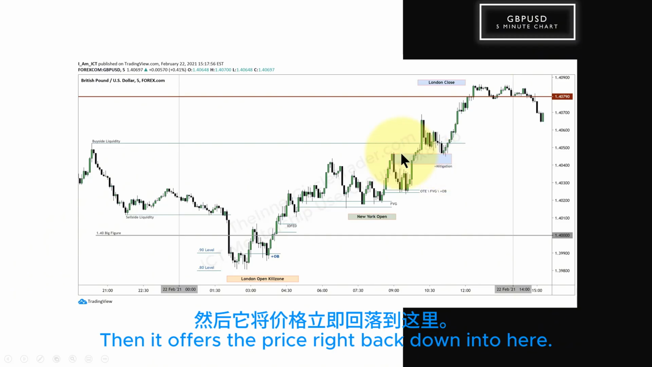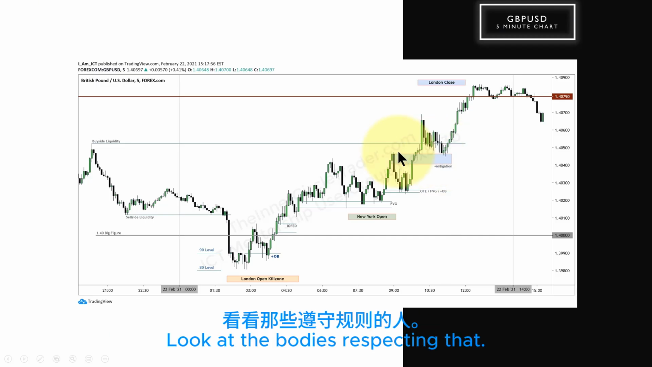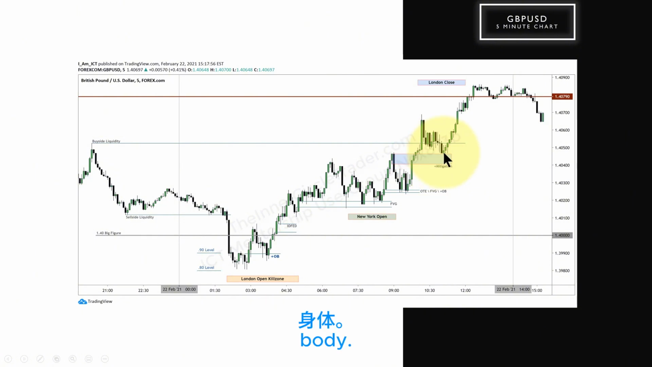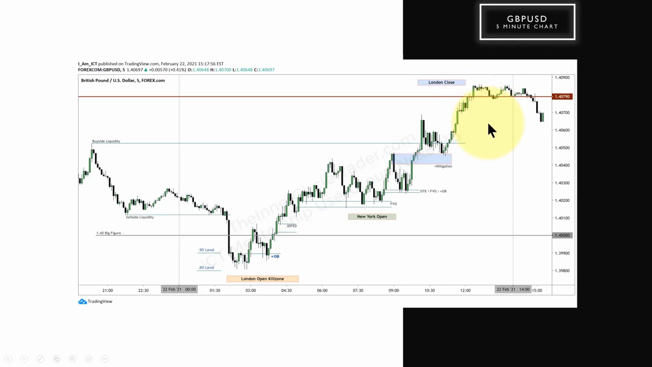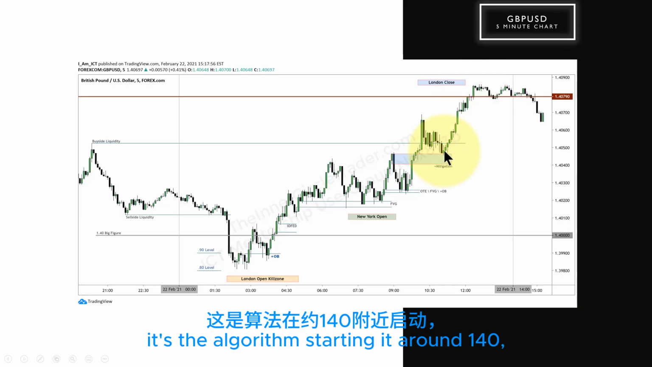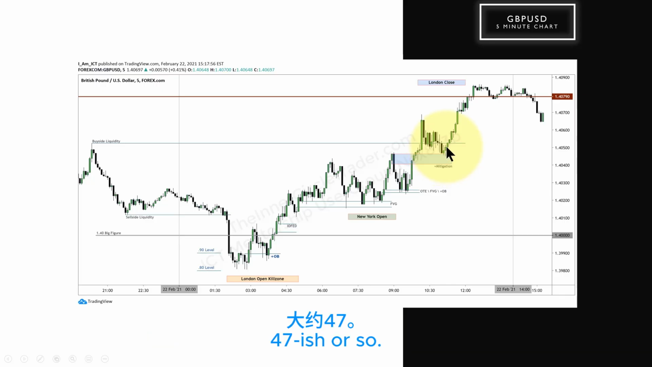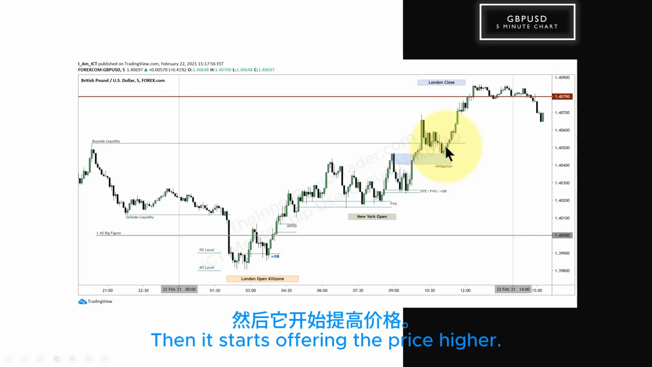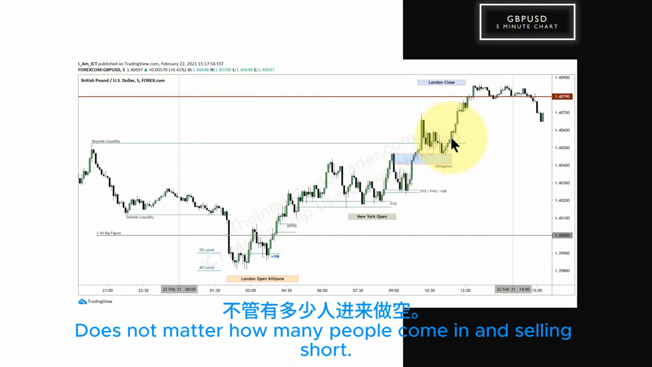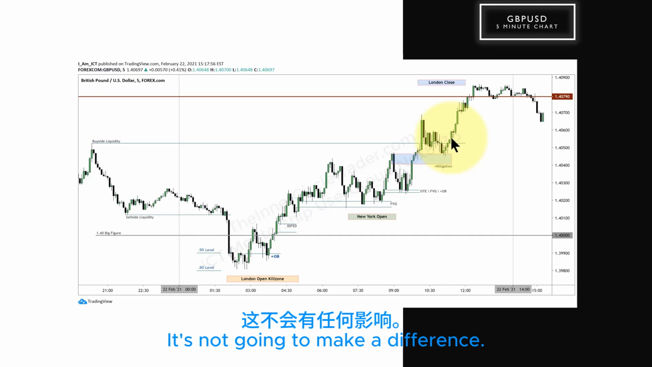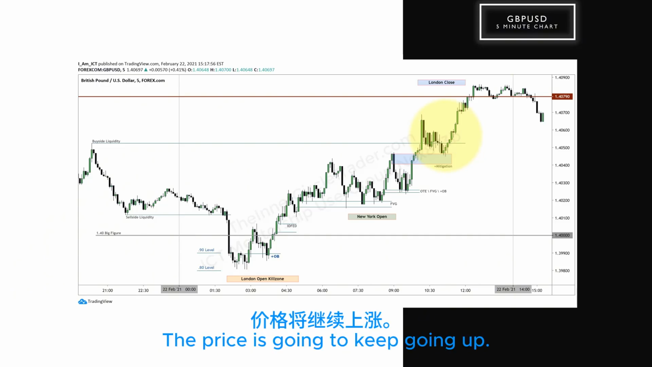Then it offers the price right back down into here. Look at the bodies respecting that. Body to body. Then it rallies back up, runs into your higher time frame PD array. This is not buying pressure. Again, it's the algorithm starting at around 140, 47-ish or so. Then it starts offering the price higher. It does not matter how many people come in selling short. It's not going to make a difference. The price is going to keep going up.